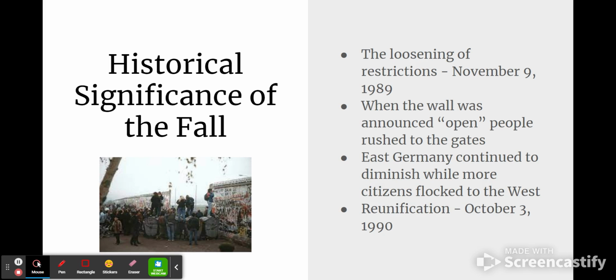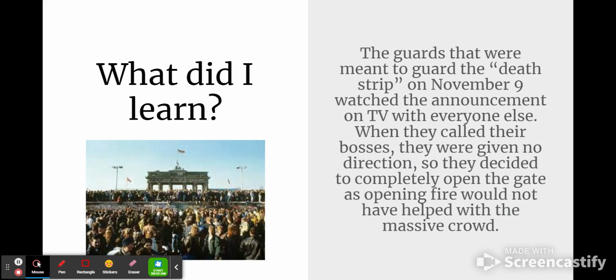East Germany continued to diminish while more citizens flocked to the West, which really hurt their economy and their social life as a whole. Reunification happened October 3rd, 1990, so the wall's life kind of went through 1961 through 1989, but was officially ineffective as of 1990.